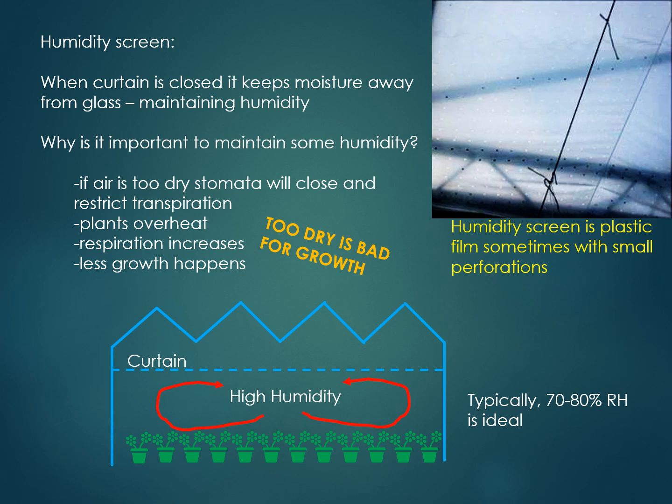Again, I've got a couple of examples here. You've got a curtain closed and the plants are transpiring and that humidity is staying below the curtain. So we're maintaining an ideal humidity. It's not a universal rule, but it's pretty close to universal that most plants enjoy being between 70 and 80% humidity.